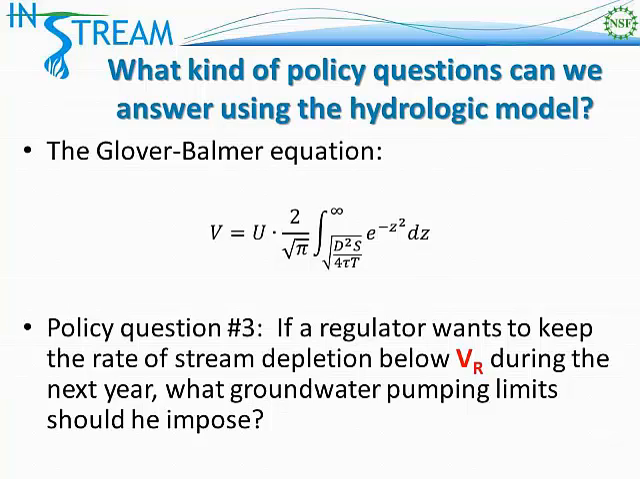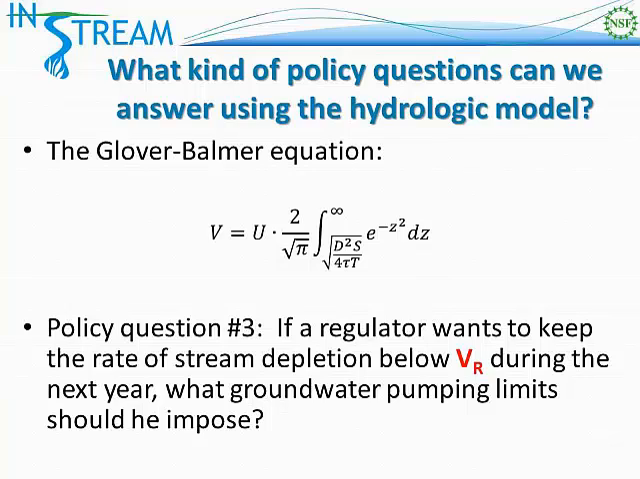Now let's turn to the hydrologic model, the Glover-Balmer model. What is a policy question that we can answer with this? One policy question is as follows. If a regulator wants to keep the rate of stream depletion below a certain level, say V sub R, during the next year, what groundwater pumping limits should he impose? How does the Glover-Balmer equation help us answer this question?